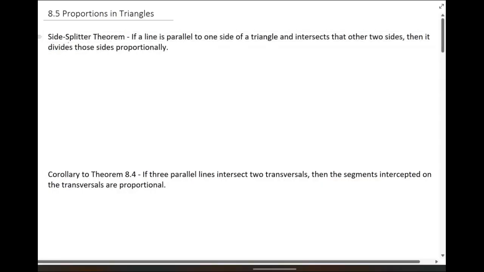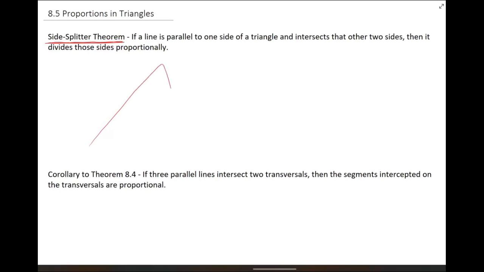So the first one is the side splitter theorem. And this says that if a line is parallel to one side of a triangle and intersects the other two sides, then it divides the sides proportionally. All right, so what does that mean?